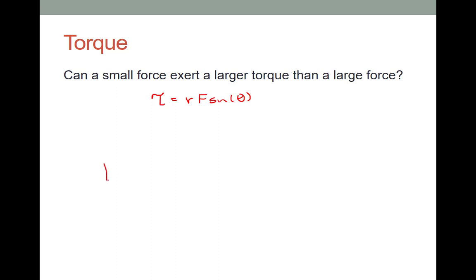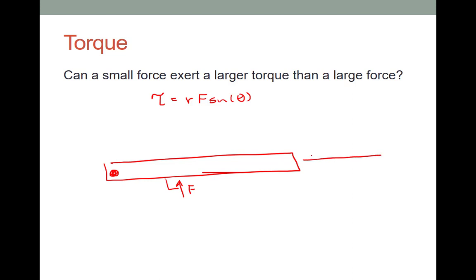So for example, if we go back to the previous example we were thinking of, if I have a small force applied here at 90 degrees versus a large force applied here, this force causes no torque because you have a sine of 180 degrees, which is 0. This force causes a torque of rF times the sine of 90, which is just rF. So yes, a small force can cause a larger torque than a large force, depending on how it is applied relative to the larger force.